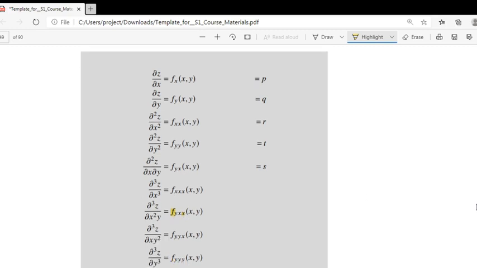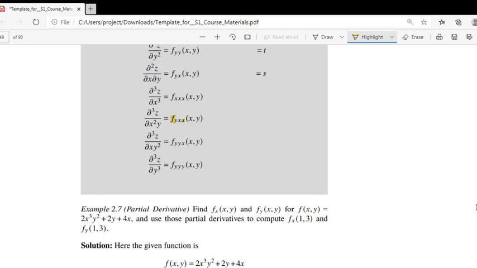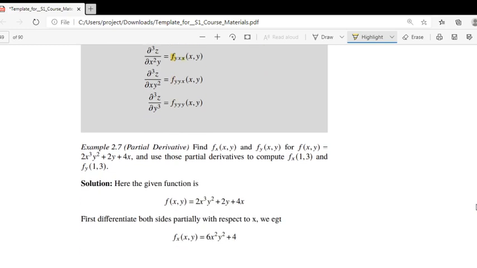Okay, as an example, let us find the partial derivative with respect to x and the partial derivative with respect to y of this function f of xy, which is a polynomial: 2x cube y square plus 2y plus 4x. So we can solve that problem here. First of all, we write down the function f of xy, that is equal to 2x cube y square plus 2y plus 4x. First of all, we take the partial derivative with respect to x.